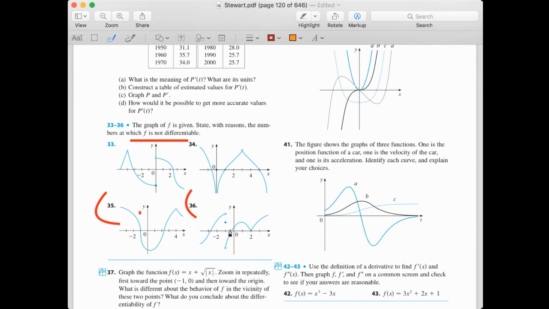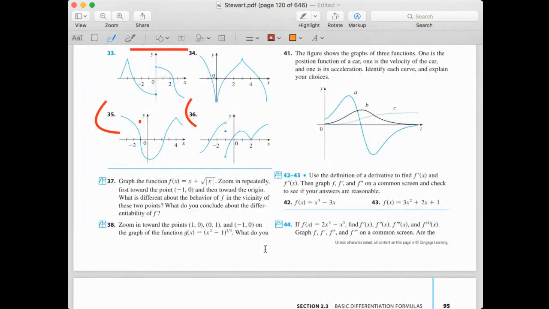For 36, again, at -1 we have a problem. The limit does not exist, but the definition of derivative is the limit. So if the limit does not exist, the function is not differentiable at the point. Also, we see this corner, the cusp, is not differentiable. All right, let's see what else.